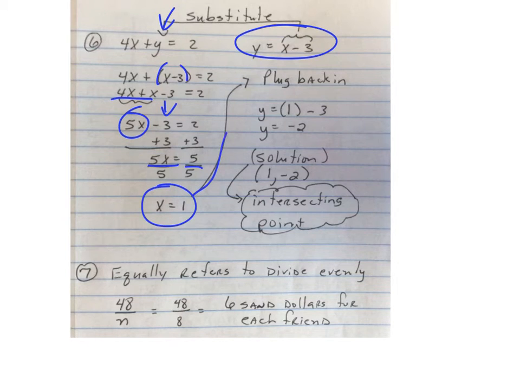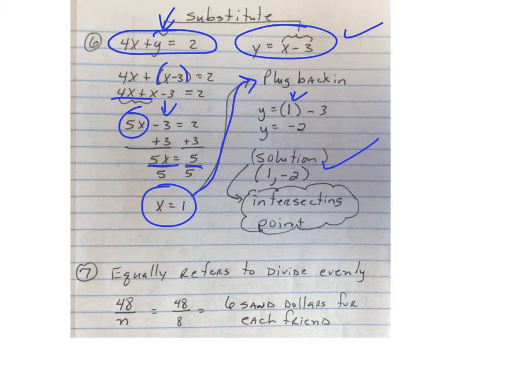You then got to take that 1 and plug it back in. You can plug it back into this equation or the second equation. I chose the second equation, so I plugged it in right there. 1 minus 3 is negative 2. Put the x and y together, and there's your solution. That's the intersecting point of 1, negative 2.